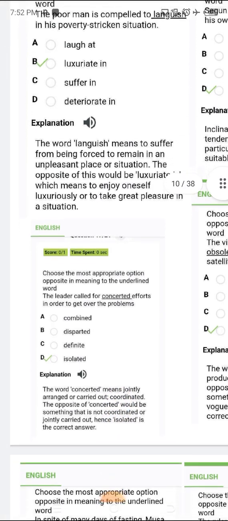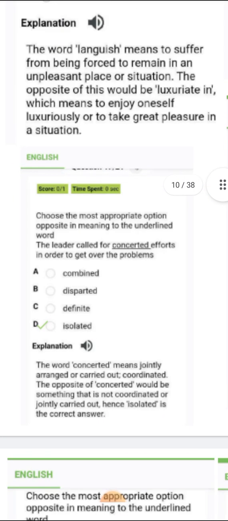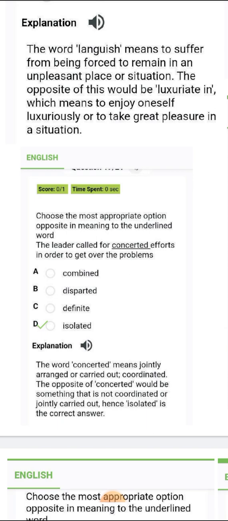All right, so the next one, because we'll be taking it very fast so that we won't waste time, is concerted. Concerted is isolated. The word concerted means jointly arranged or carried out, coordinated. The opposite of concerted will be something that is not coordinated or jointly carried out. Hence, isolated is the correct answer.